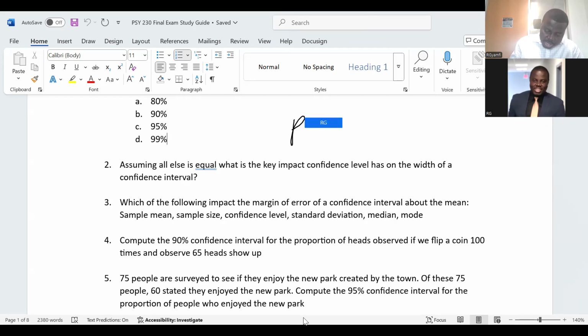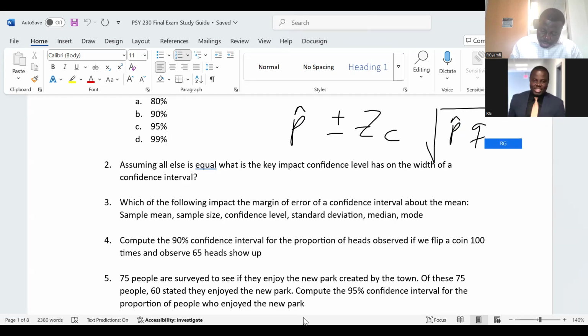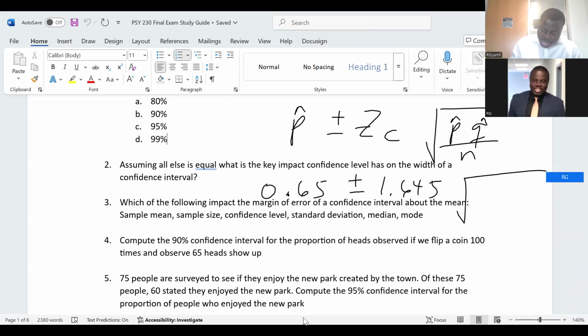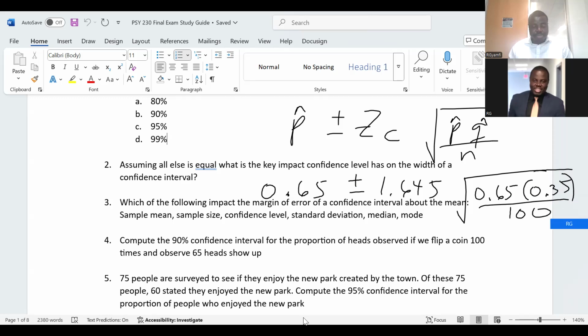So I'm going to repeat the formula again so that you follow what I'm doing very well. p hat is 0.65 plus or minus my z, which is 1.645, times the square root of p hat, 0.65, times 0.35 over 100, like that. Okay, so there's what I have.